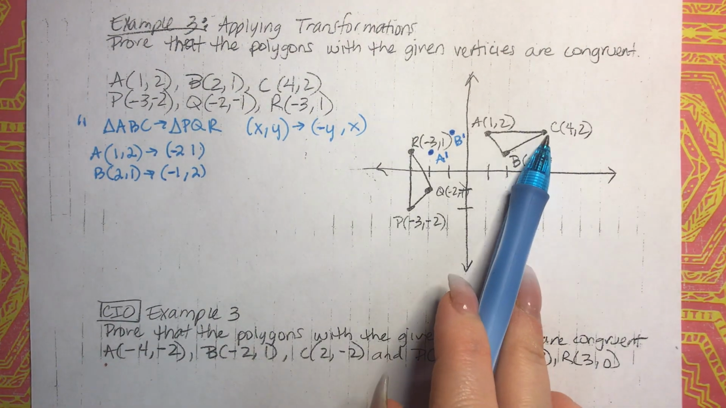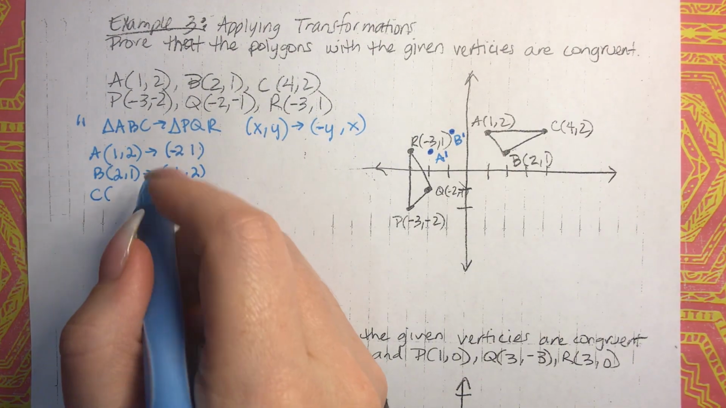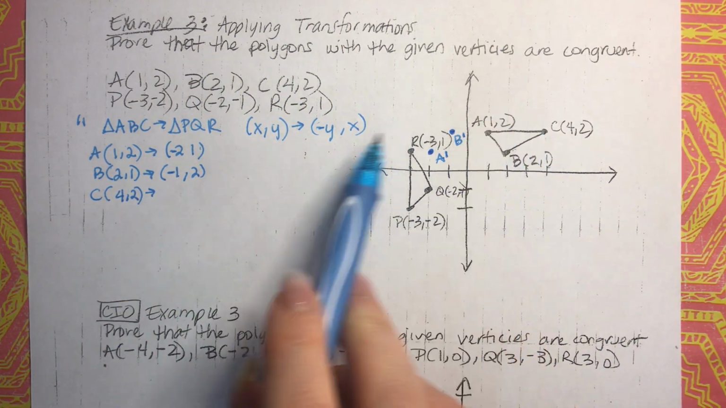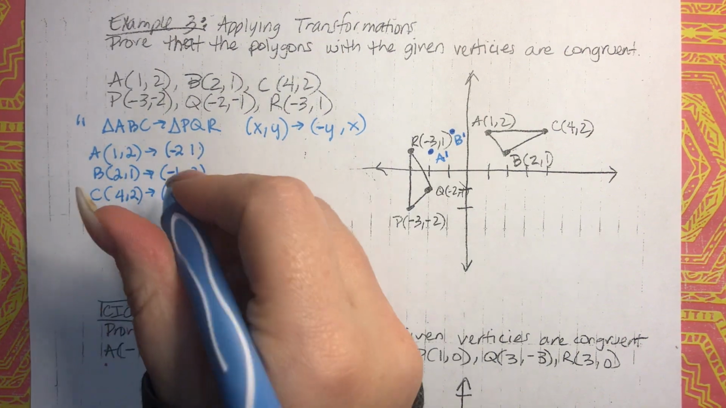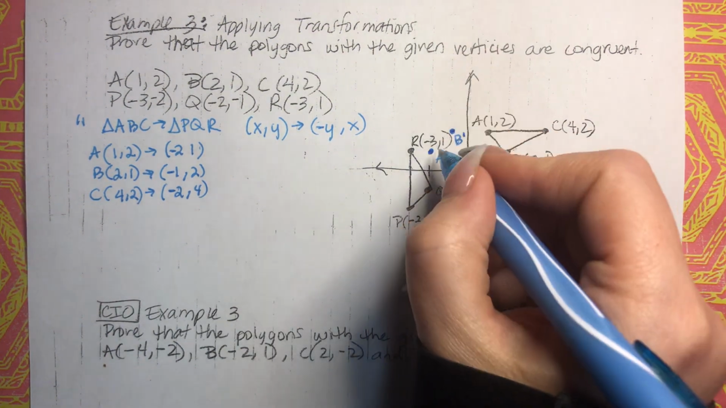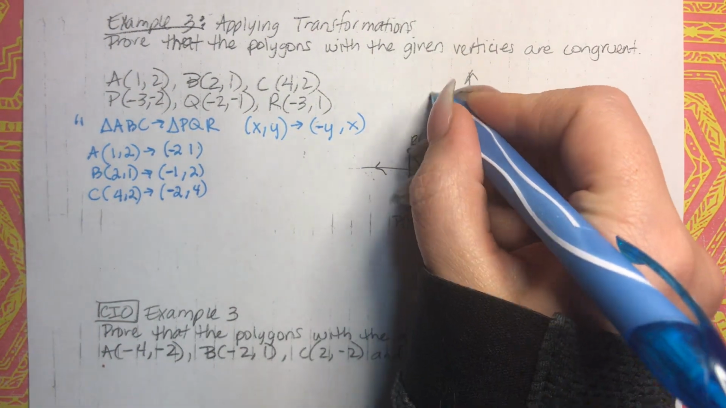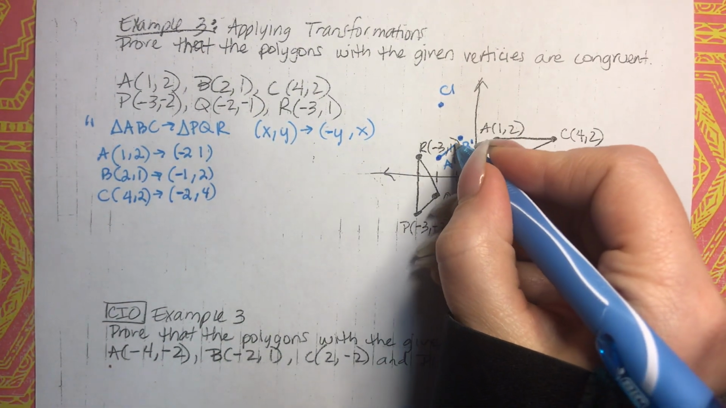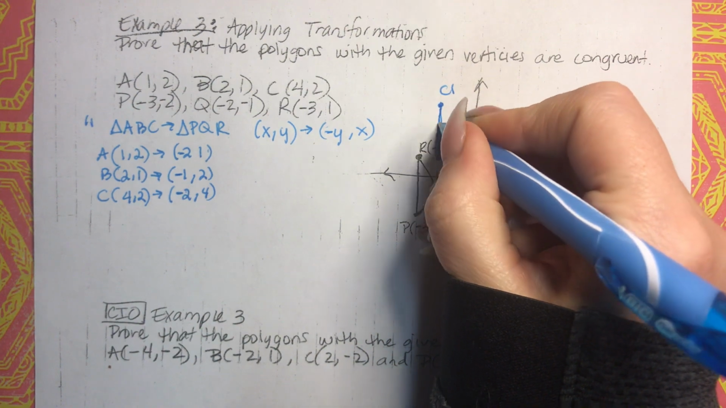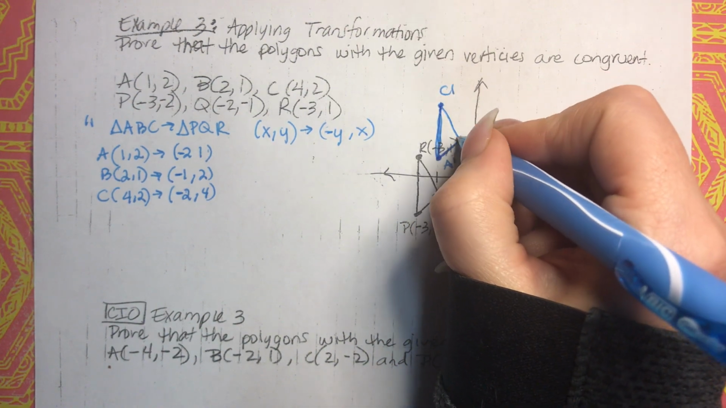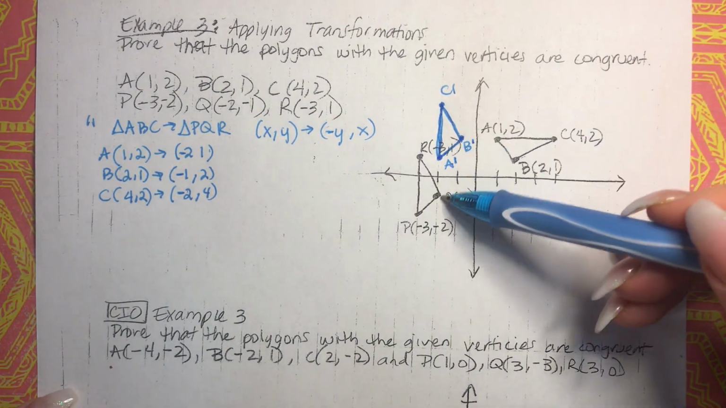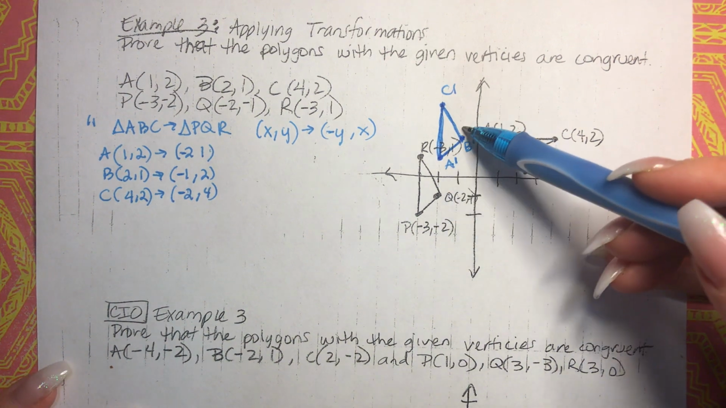And then C is 4, 2. And, okay, so the x and the y switch spots, and then the y is negative. So that would be negative 2, up 4: 1, 2, 3, 4. Huh, interesting. So here is our 90-degree counterclockwise rotation. But you see, it's still not in the same spot. You see that?